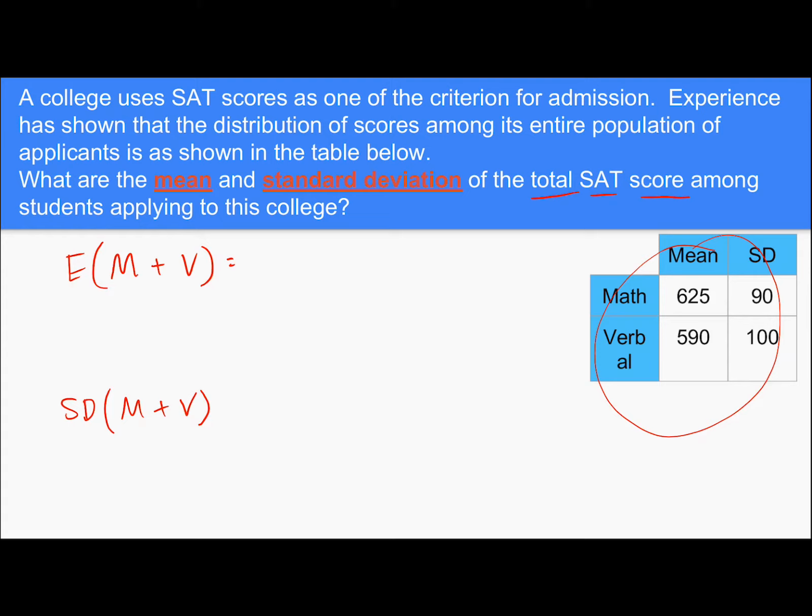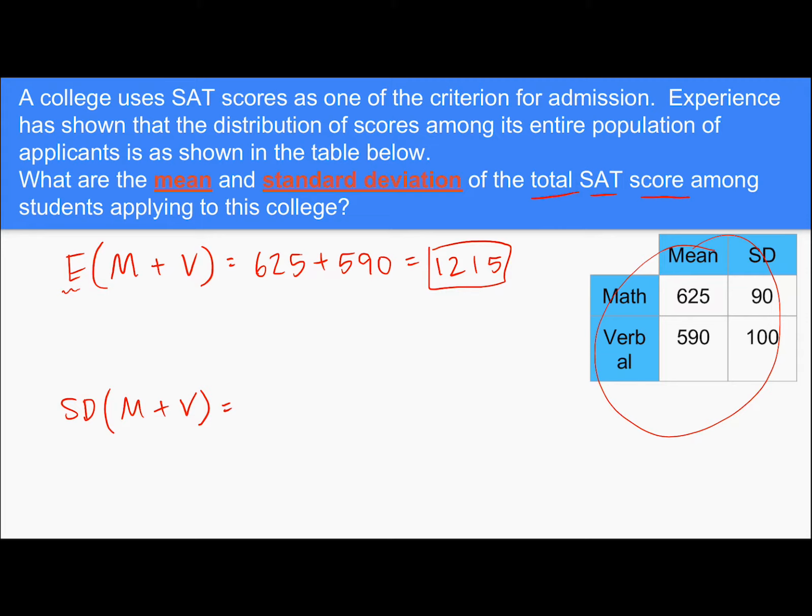So for expected value, our trick was that expected value always says what we expect it to. We're just going to add the numbers. So 625 plus 590, which is 1215. A little math in the head there. So that would be the mean of the combined score.